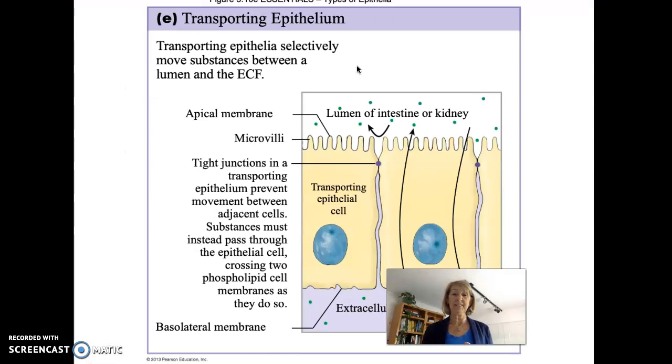My mouse is really sensitive. That's going to happen. So substances then are going to pass from the lumen through the apical membrane, through the cell, travel, and out the other basolateral membrane. Okay.